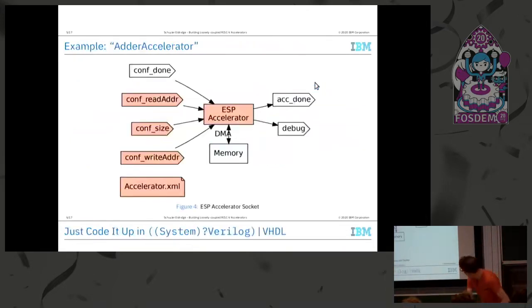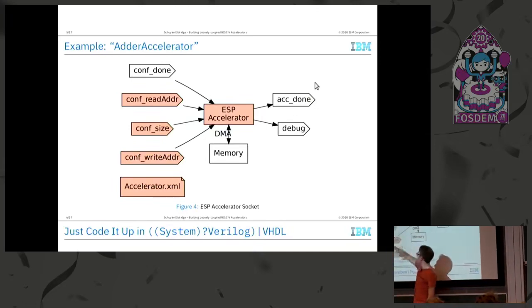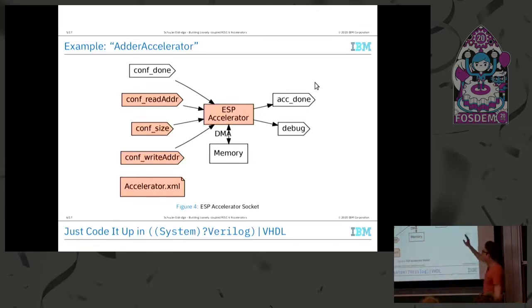So for that, and just as one more example of what this accelerator looks like, you have an ESP accelerator here. The things which are in green or white are things which are fixed. So the socket is providing a DMA port, a debug port for an error code, something the accelerator can say when it's done, and something that the processor can say for the accelerator to start working. But everything in red is something that the user has to implement.